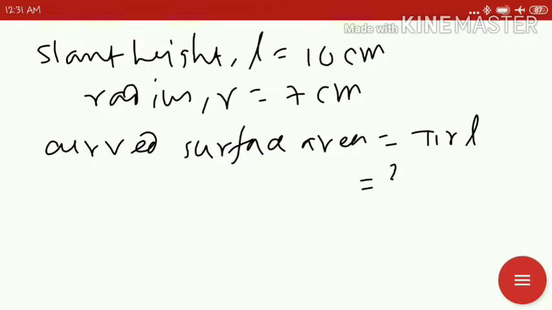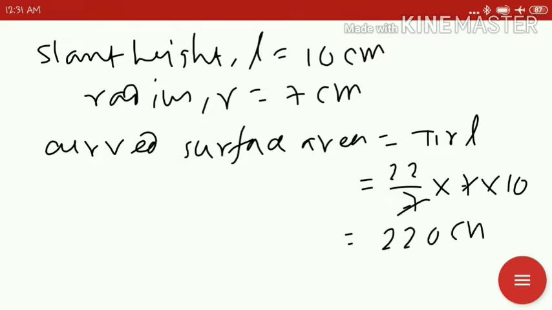You can take the pi as 22/7, and then r is 7 and l is 10. So 7 will cancel out. It will be 220 centimeter square. Don't forget to put the unit. So that is the answer.